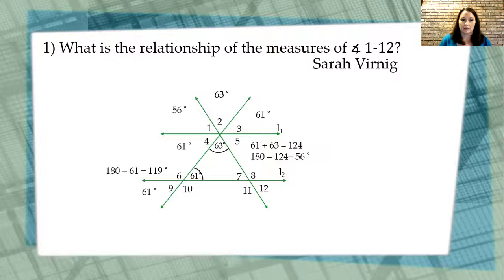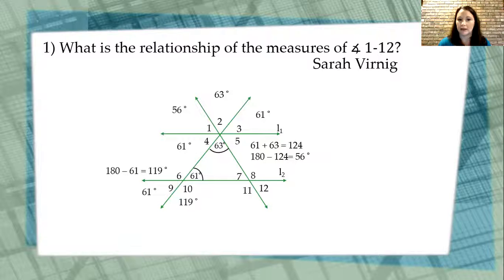So to find angle 6, we're going to take 180 and subtract 61, because that's the only other measurement we have. And that's going to leave us with 119. So angle 6 and angle 10 will both be 119 degrees. Okay, so now we have 7, 8, 11, and 12 left. And now we're starting to think, oh wow, how are we going to solve these? These are not what we're used to.